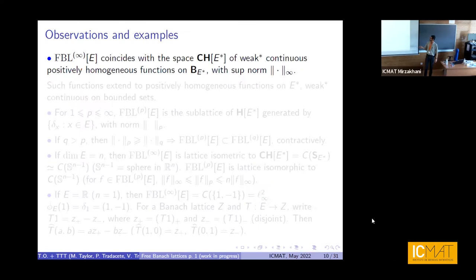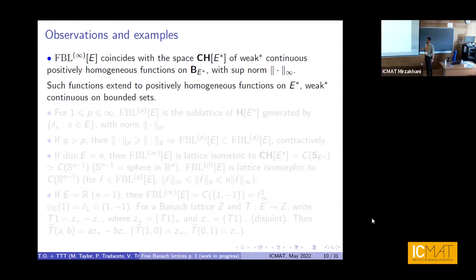Okay, let's see. So let me remind you what we know already. In the case of P equal to infinity, the free Banach lattice consists of all weak star continuous positively homogeneous functions. In general, when we talk about positively homogeneous functions on the ball of E star, we can extend them to positively homogeneous functions on the whole E star. In this situation, they will be weak star continuous on bounded sets, although not necessarily on E star itself. Later we will often talk about the functions as if they were defined on the whole space E star.